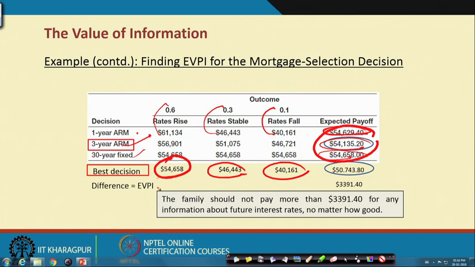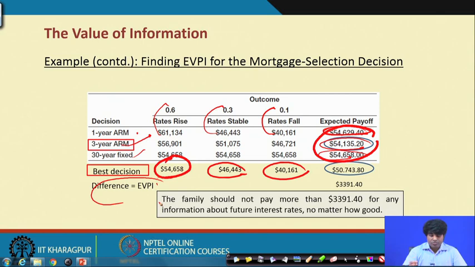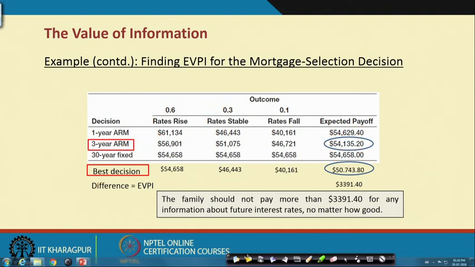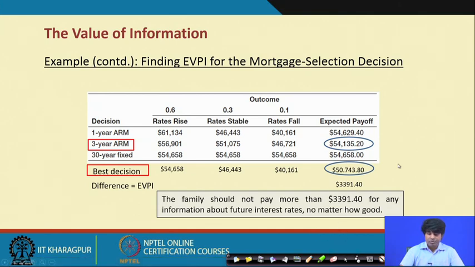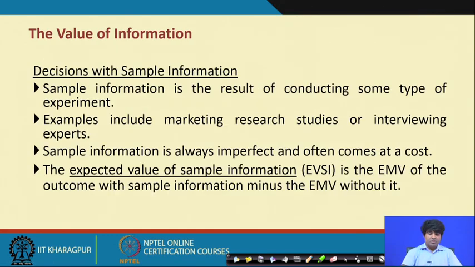and then finally the difference is equal to EVPI, which is 3391.40. So technically the family should not pay more than 3391.4 for any information about the future interest rates, no matter how good, whether it is the 1-year ARM, 3-year ARM or 30-year fixed. So it is an effective scenario through which we can address the business problem more effectively as per the business requirement.